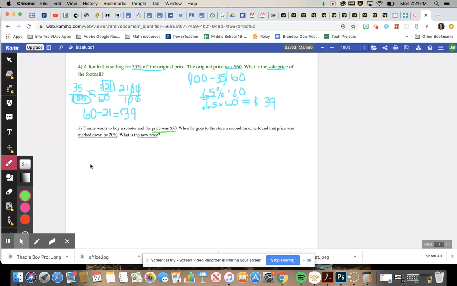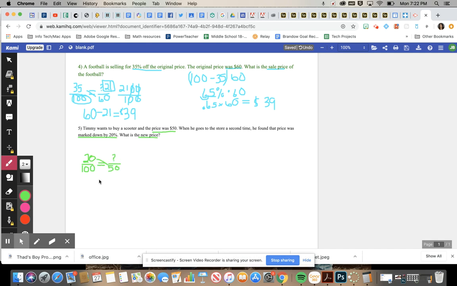So starting with our proportion, we know it's 20% off. So I'll write that as 20 over 100. And the price of the scooter was $50 and we're wanting the sale price, the new price. $50 was the whole. That's the original amount. We're wanting this guy, how much it is off, and then I'll subtract the original minus that.